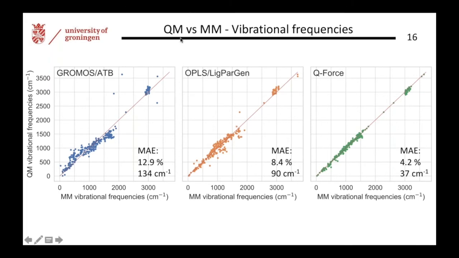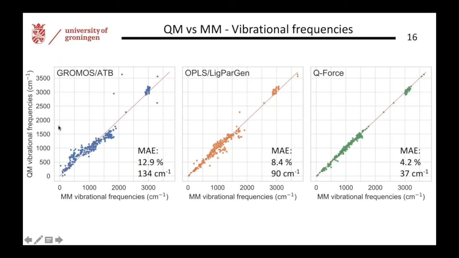So here you can see the QM versus MM vibrational frequencies. The first one is GROMOS, and then OPLS, and then in green we have the QForce results. And as you can see, for these two transferable force fields, the mean absolute error is significantly larger compared to the QForce force field, where you can see a very good agreement between the QM and MM vibrational frequencies. Here, the red line corresponds to a perfect agreement.